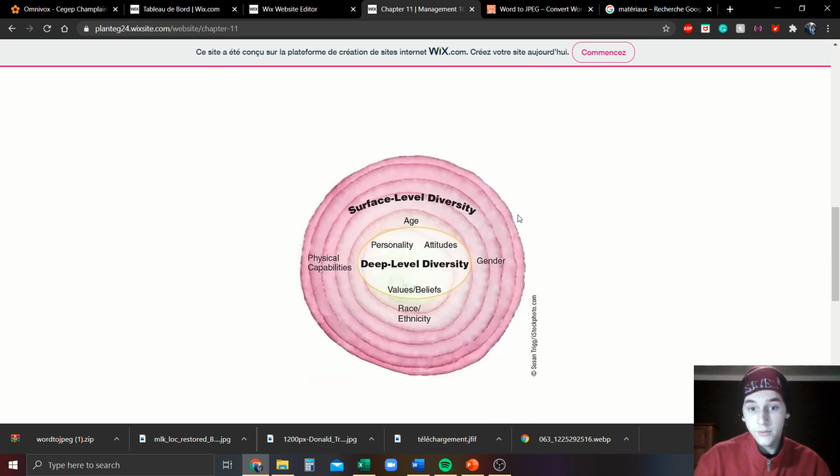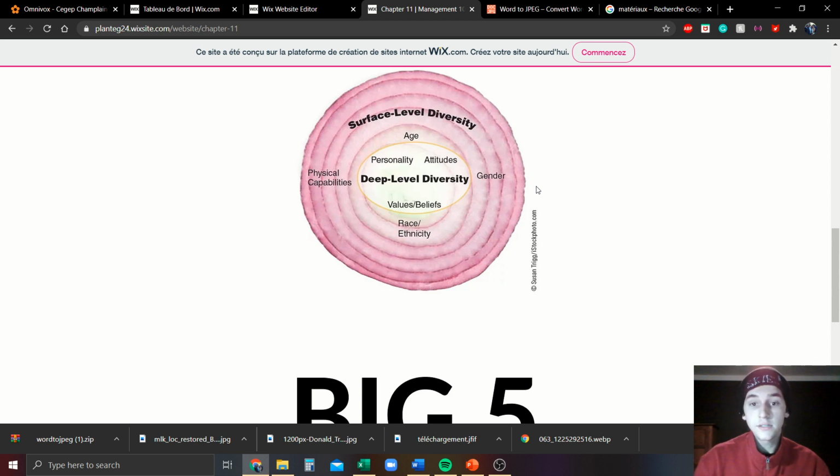So here is the surface level of diversity. Surface level diversity is classified with gender, age, physical capabilities, race, and ethnicity. For gender, it is important not to hire someone just because he's a male or she's a female. It is important to choose the right people with the right skills, whether they are a male or a woman. As for age, some people hire older managers because they think they have more experience, while sometimes people who are much younger will bring a lot more flexibility and variety to the table.